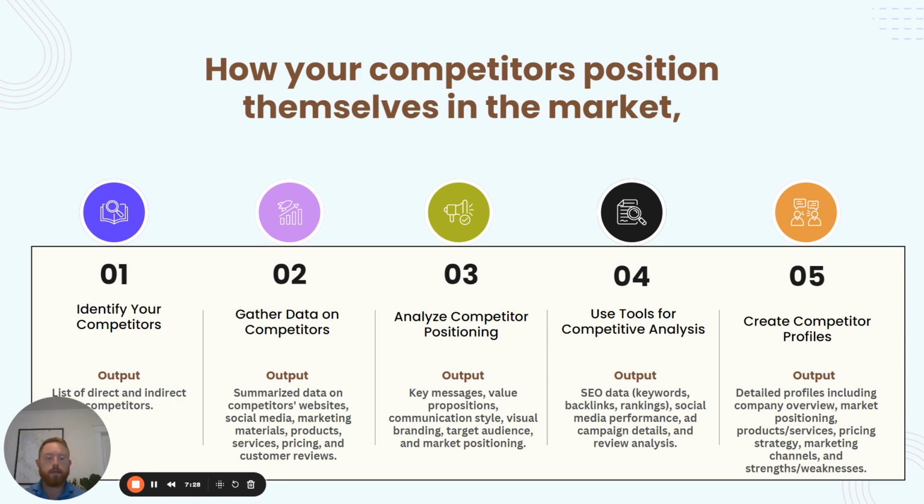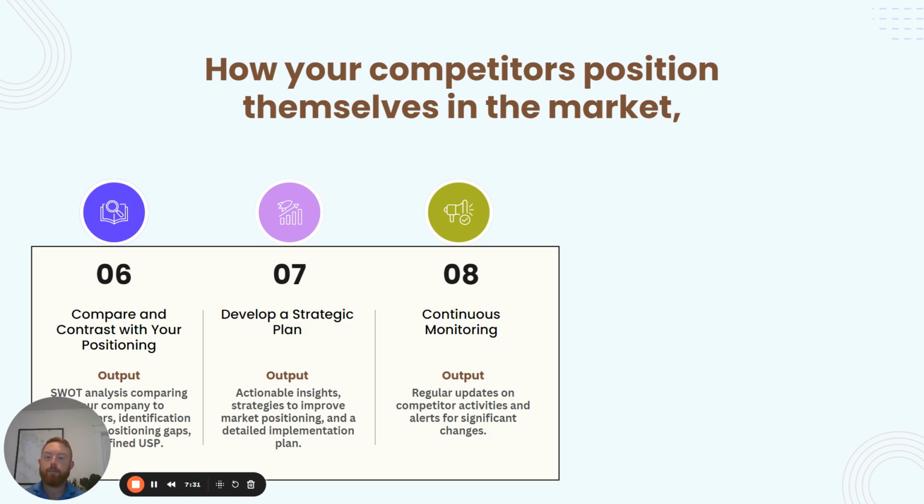Step 6 is basically compare and contrast with your positioning, your own business. This is a stage where you create a SWOT analysis, strengths, weaknesses, opportunities, threats grid for your company and each competitor. Identify gaps in your market positioning compared to your competitors, and then you can redefine your unique selling proposition in comparison to them based on the insights gained from your analysis so far.